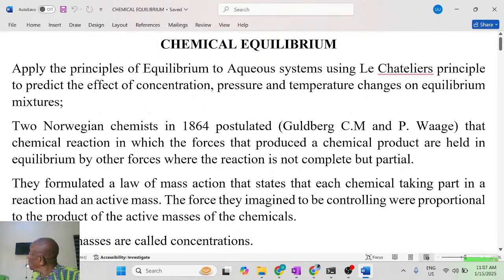Okay, so I'll start. You are all welcome to this lecture on Chem 101. Our topic today is chemical equilibrium. Equilibrium is something that is very, very important in the study of physical sciences.